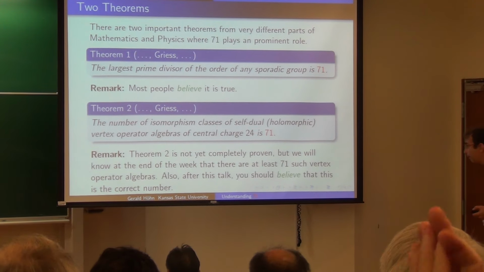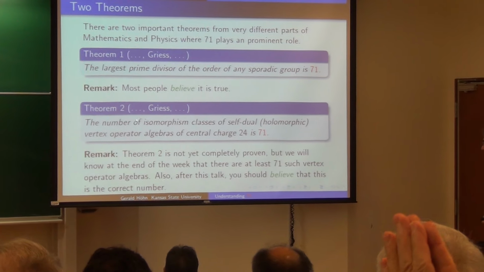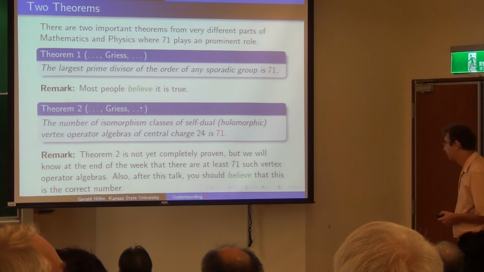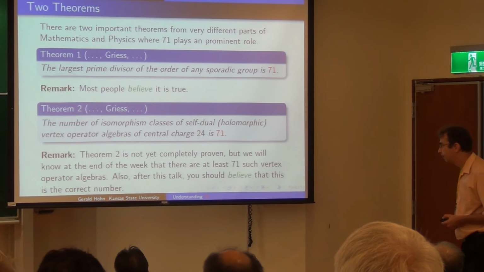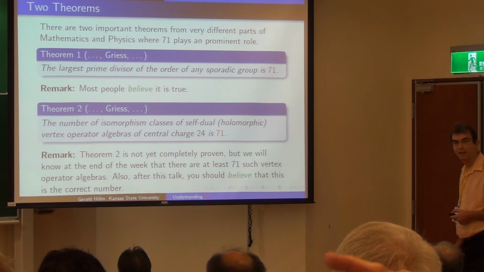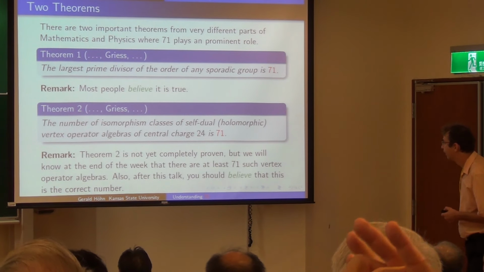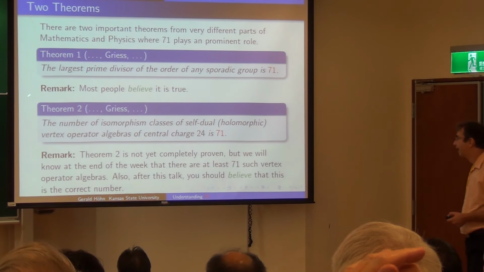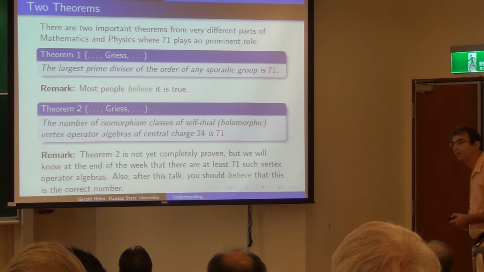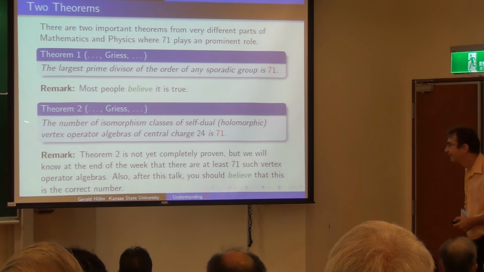But there is another theorem where this number 71 appears, and this is about self-dual or holomorphic vertex operator algebras of central charge 24, namely we say that there are exactly 71. Now I should remark that for this theorem, most people believe that's true.